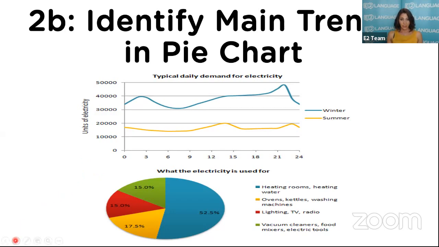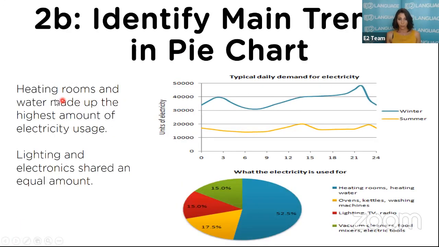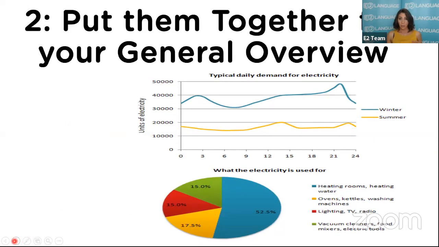Good, you guys got it. Heating rooms and water made up the highest amount of electricity usage. Excellent. So you all got the main trend there. I've also added another trend that I noticed, which was a similarity between two categories. Lighting and electronics shared an equal amount of usage. If you wanted to add that as an extra, you could, but definitely the most important feature is that heating made up the majority of all electricity usage. So well done.